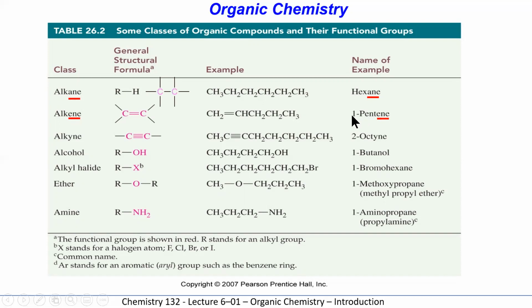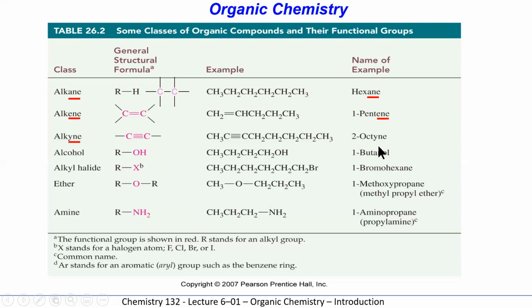The number 1 tells us it's between the first carbon and the second carbon. In fact, when we number aliphatic chains, we number them according to where the double bond is. And we follow the same convention for a triple bond between carbon atoms and change the name to YNE. So we call these alkynes.